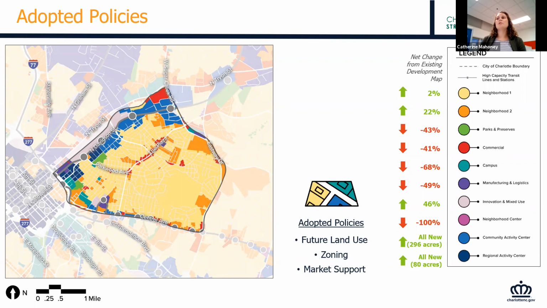And so we have to retroactively identify those later in the process as places that should not be developed despite their current entitlements. There is a decrease in commercial and campus and manufacturing, again, along the North Davidson and Central Avenue corridors, either reflecting entitlements or future land use recommendations. There's an increase in some of the innovation mixed use, and then again, an increase in the community activity centers.